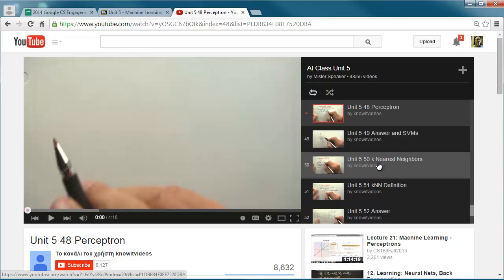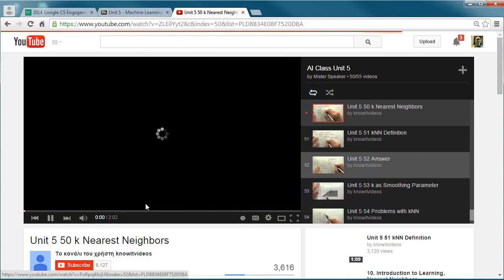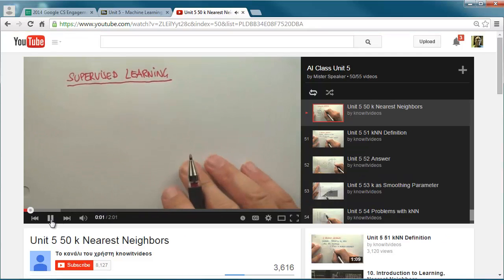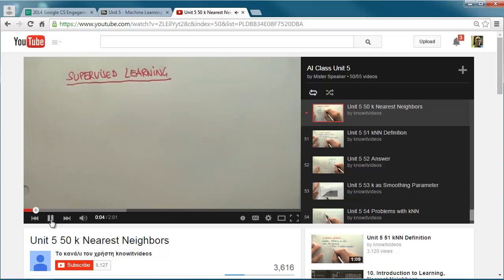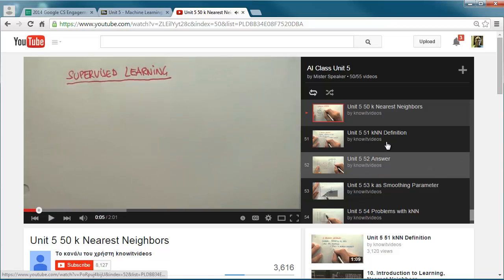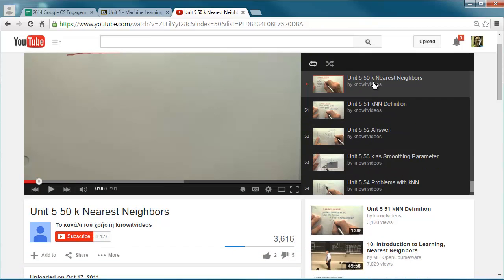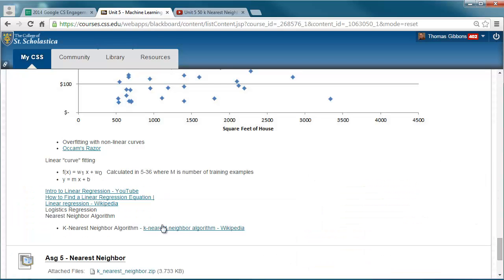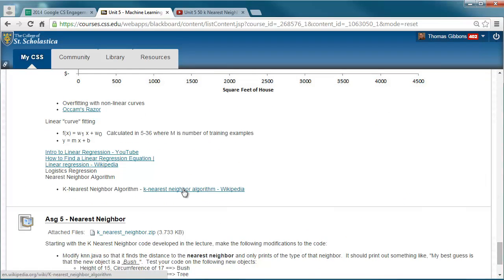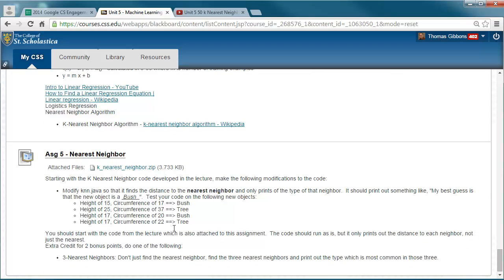But where we really want to focus our attention here is down at the 50th video on nearest neighbor. As the final method in this unit, I'd like now to talk about K nearest neighbor. So watch that set of videos, the last 5 videos here, and here's a link to the K nearest neighbor posting in Wikipedia, and we'll be walking through some code here.